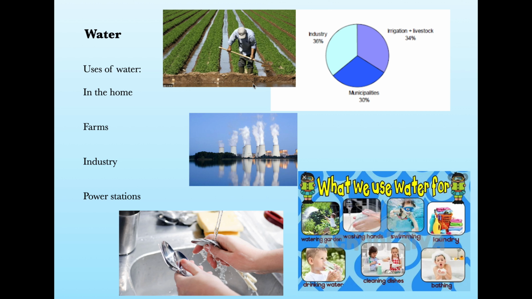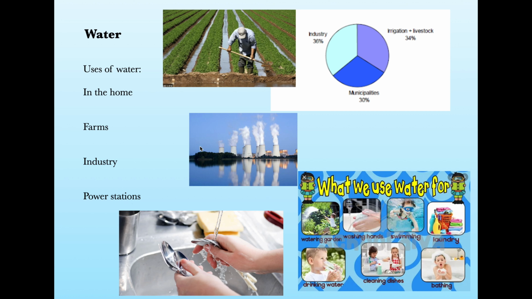Farms, obviously we use it to irrigate the farms so that we can grow crops mainly. We also use it to water the animals. In industry, we use it for cooling. And in power stations also, we use it for driving the turbines and for cooling.